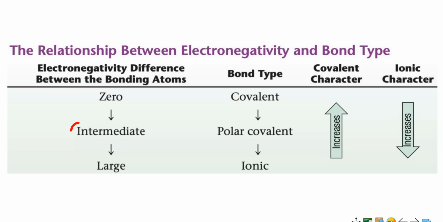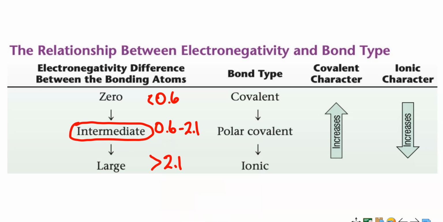Intermediate difference is usually between 0.6 and 2.1. Anything less than 0.6 would be considered 0. Anything greater than 2.1 is considered large. So these are the differences in electronegativities. Okay? And those are just general rules. They're not hard and fast. I mean, if you have something that's 2.2, it would really depend on what atoms were involved.